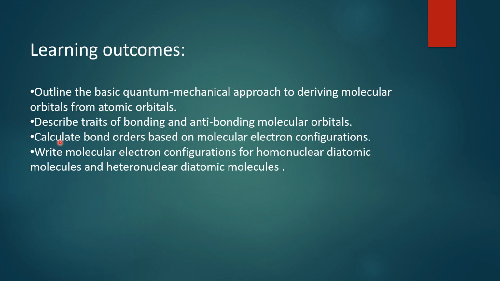By the end of this chapter, the student will be able to outline the basic quantum mechanical approach to deriving molecular orbitals from atomic orbitals, describe the traits of bonding and anti-bonding molecular orbitals, calculate the bond orders based on molecular electronic configurations, and write the molecular electronic configurations for both homonuclear and heteronuclear diatomic molecules.